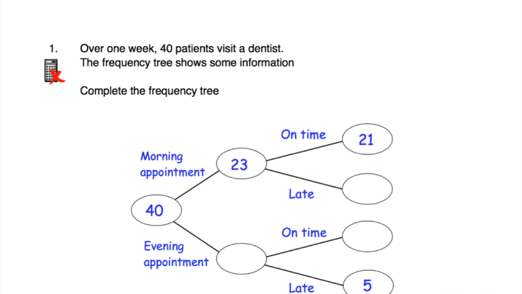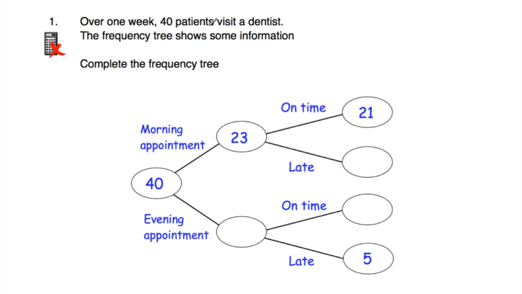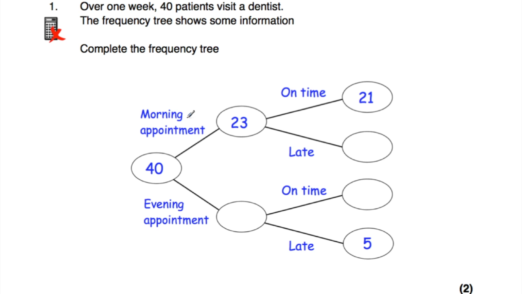So here we've got our first question, and we're told over 1 week, 40 patients visit a dentist. The frequency tree shows some information, and we've been asked to complete the frequency tree. We've got 40 patients altogether. 23 have morning appointments and the rest have evening appointments. So if we take our 23 away from 40, we can see how many patients have evening appointments. 40 take away 23 is equal to 17. So that means that 17 patients have evening appointments.